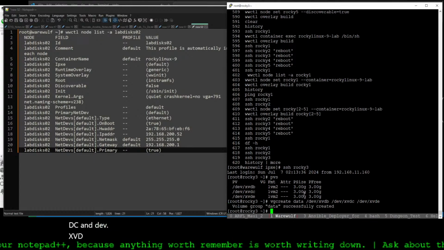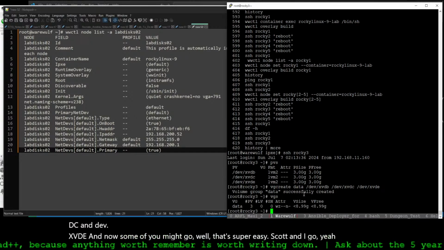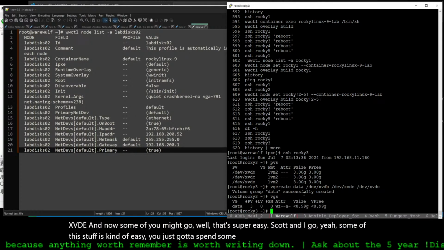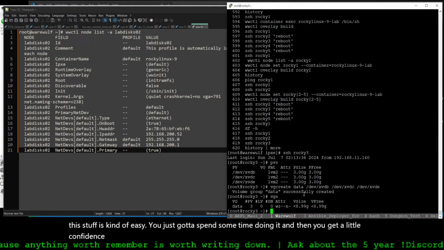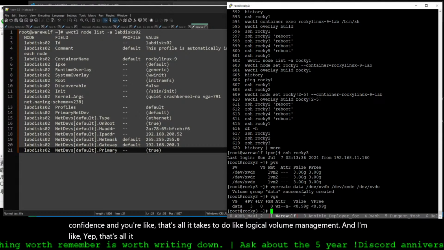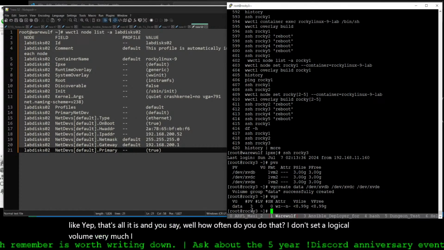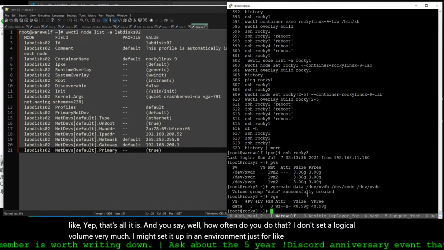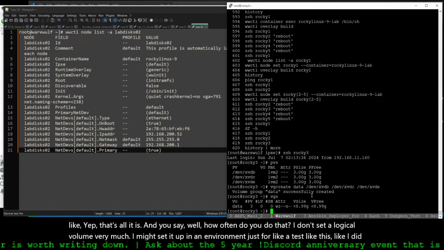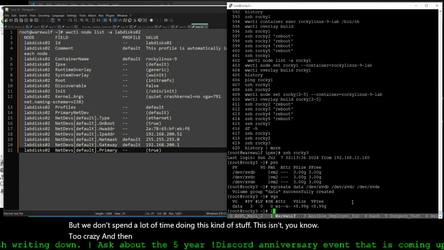/dev/xvde. And now some of you might go, well, that's super easy, Scott. And I go, yeah, some of this stuff is kind of easy. You just got to spend some time doing it. And then you get a little confidence, and you're like, that's all it takes to do logical volume management. And I'm like, yep, that's all it is. And you say, well, how often do you do that? I don't set up logical volume management very much. I might set it up in an environment just for a test like this, like I did. But we don't spend a lot of time doing this kind of stuff. This isn't too crazy.